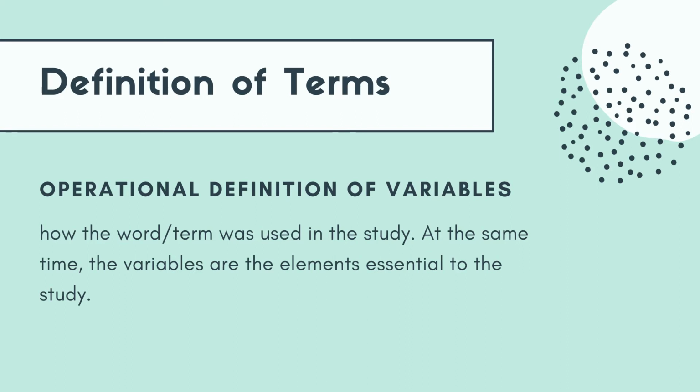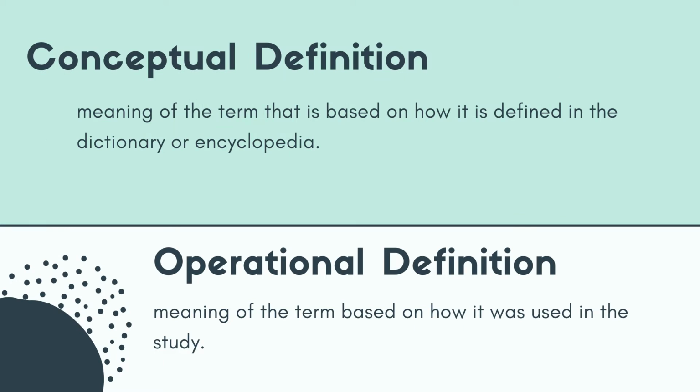Now, ang definition of terms maaaring maging conceptual definition or operational definition. The conceptual definition is the meaning of the term that is based on how it is defined in the dictionary, encyclopedia, or other existing literatures. So, ang conceptual definition, ito yung nakikita natin or nahanap nating definition mula sa mga credible sources. While the operational definition is the meaning of the term based on how it was used in the study.